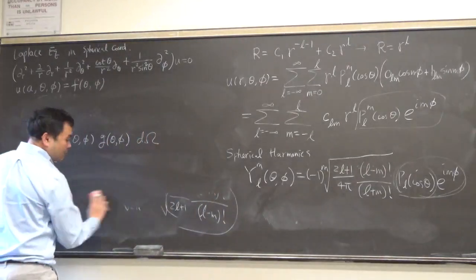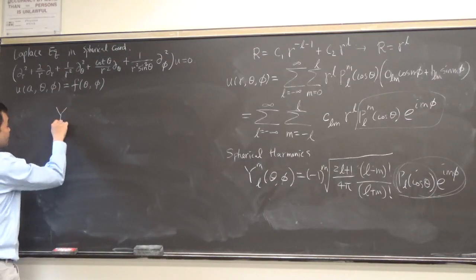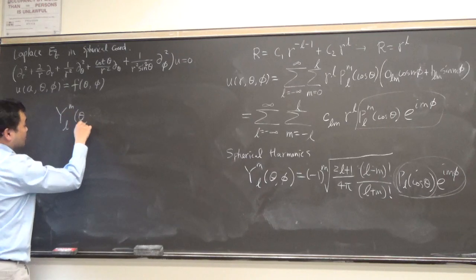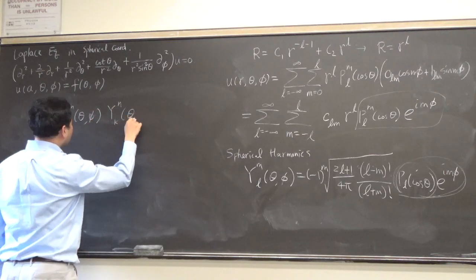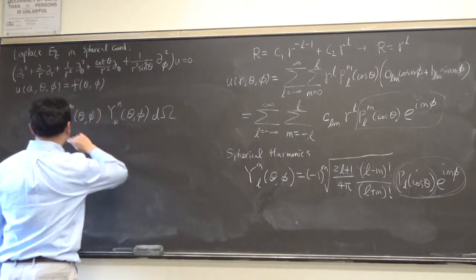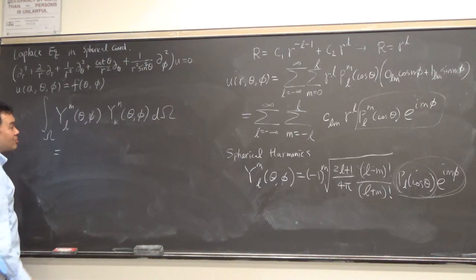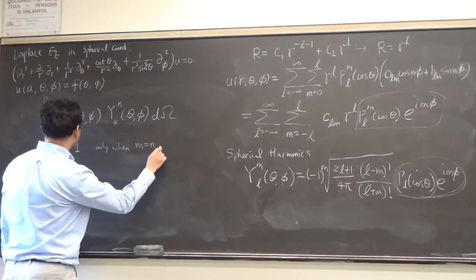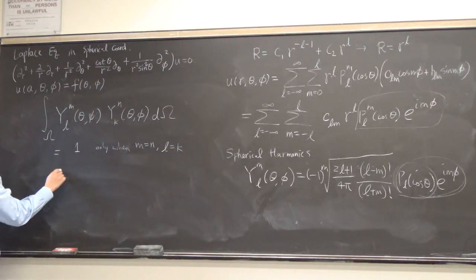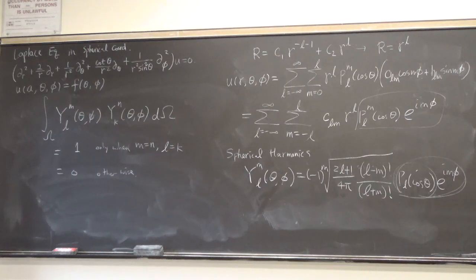And why do we do that? Because if you normalize, then you get this nice thing that says if I have Y_n^k(theta, phi) and you integrate over the sphere, and I'm actually hiding something that's a bit complicated here, then this is 1 only when m is n and L is k, and 0 otherwise. So that gives you a very easy way to figure out the C_Lm.